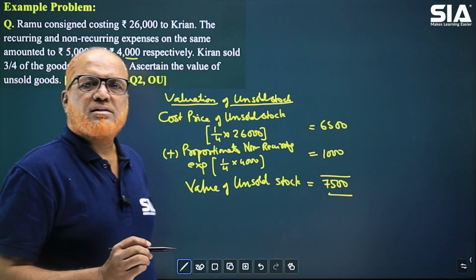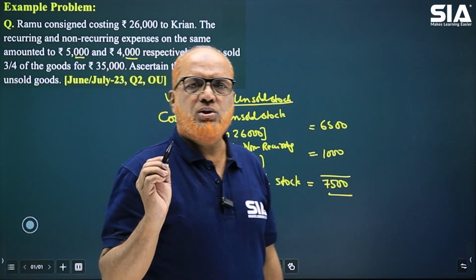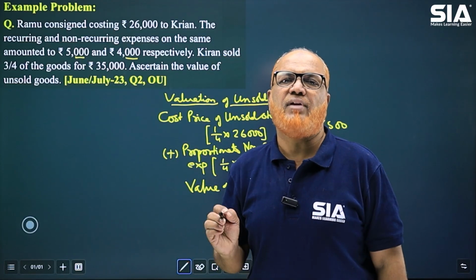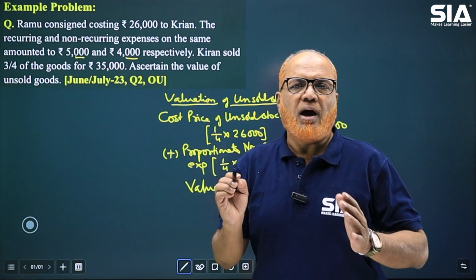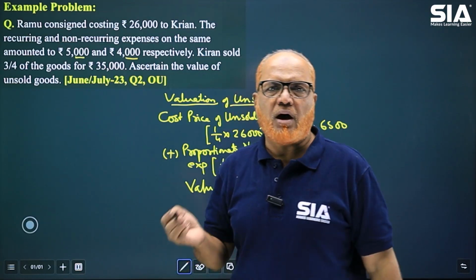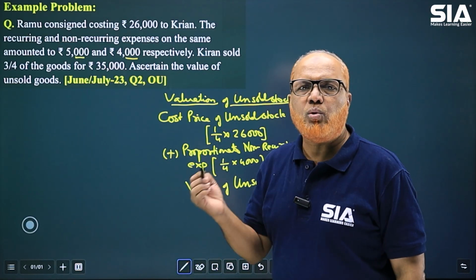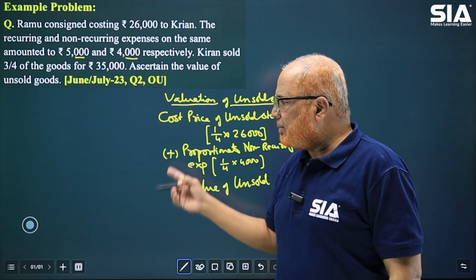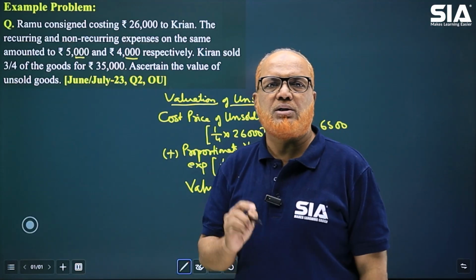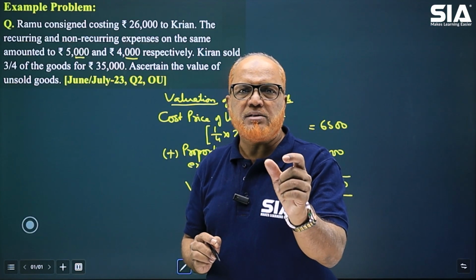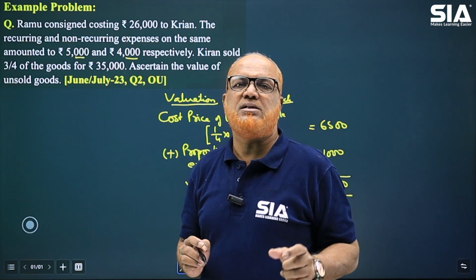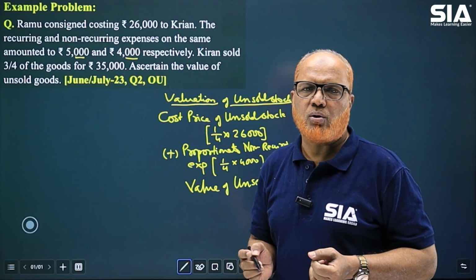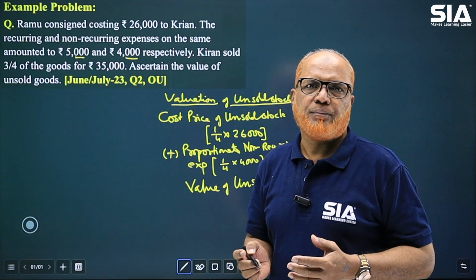So in this class, I have explained the procedure or method of calculating the value of unsold stock, and also one problem which had been asked in a previous examination. After completing the answer, you should give a note that recurring expenses should not be considered while calculating the value of unsold stock. Hope the concept is clear.